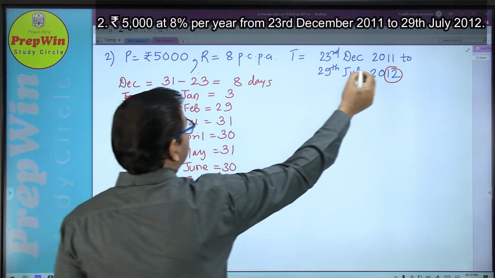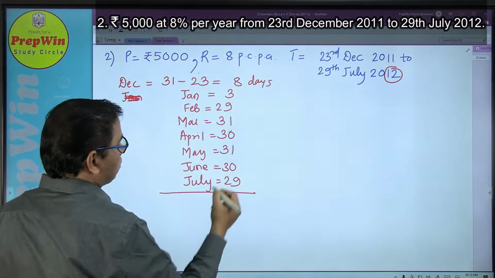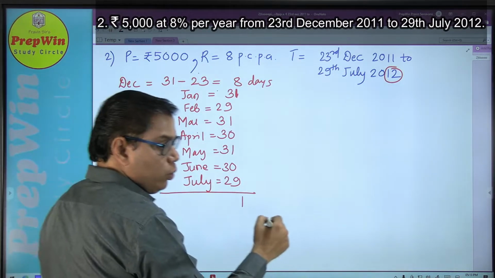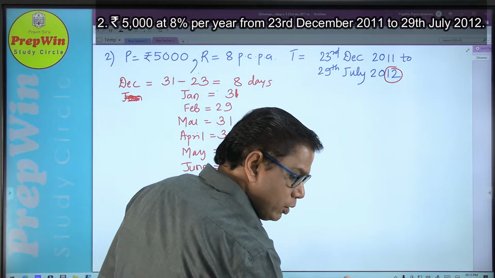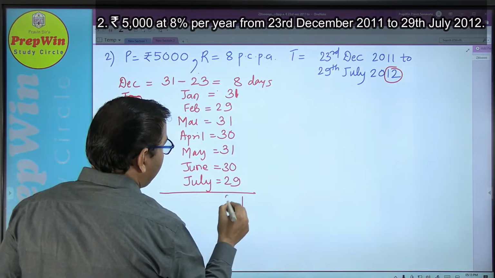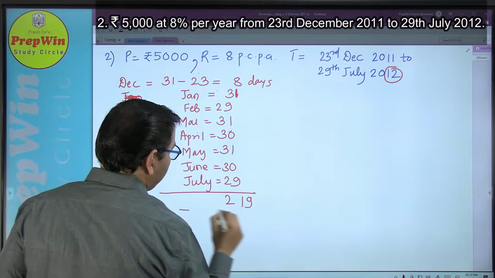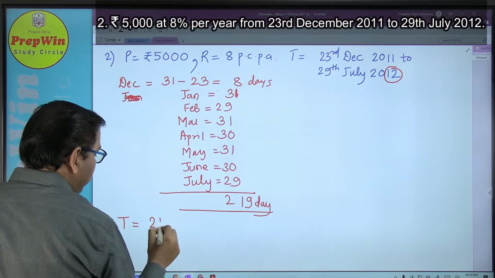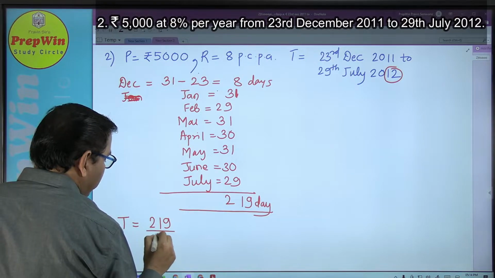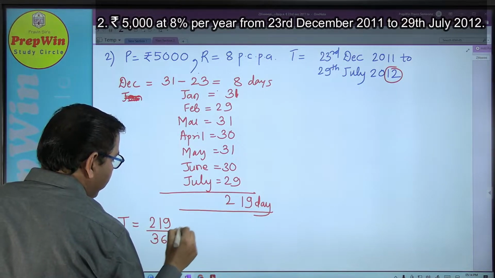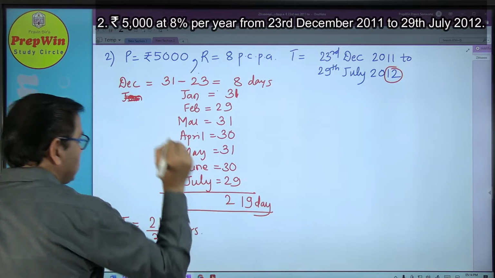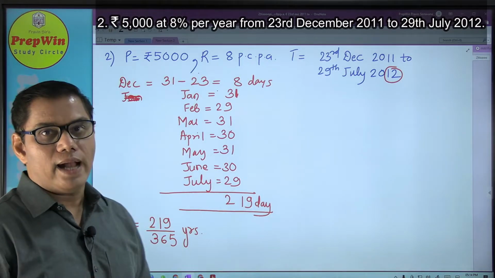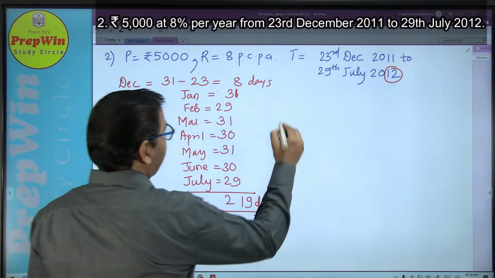Okay, in July, 29th of July 2012. So July is 29 days. When you add all these three, your total will be 219 days. Check, is it equal? So time period is 219. So this will be 219. When you divide it by 365, it will be converted into years. So this was a catch. This was a difficult part. Now I can solve this sum.